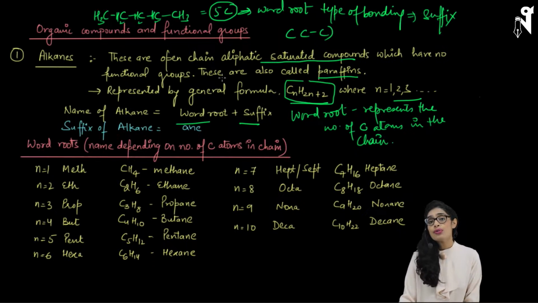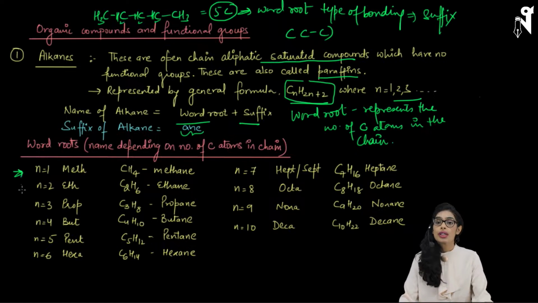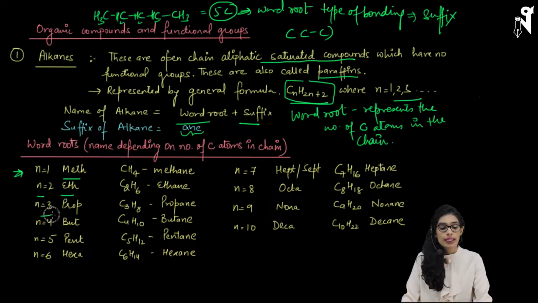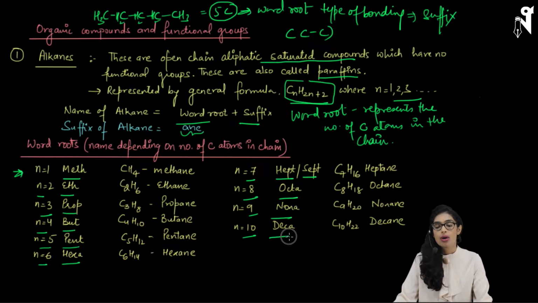The suffix we use for alkanes is ane, and the word root is common for all compounds, no matter whether we are talking about alkanes, alkenes or alkynes. So let's quickly get a brief about the word roots. If n is equal to 1, that means only one carbon is present in the chain, then the word root will be meth. If 2 are present, then eth. If 3, then prop. 4, then but. 5, then pent. If 6, then hex. Similarly, if 7 carbons are present, then hept. 8 carbons, then oct. 9, then non. And if 10, then dec or deca.